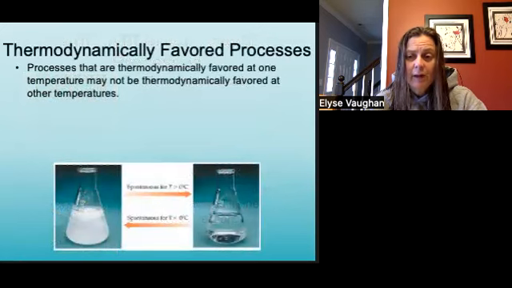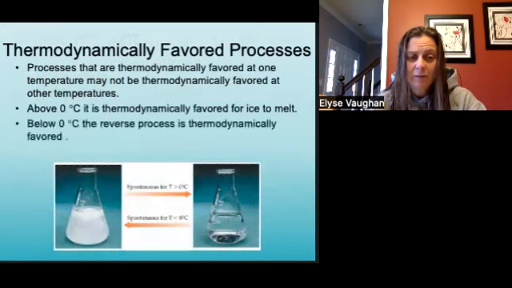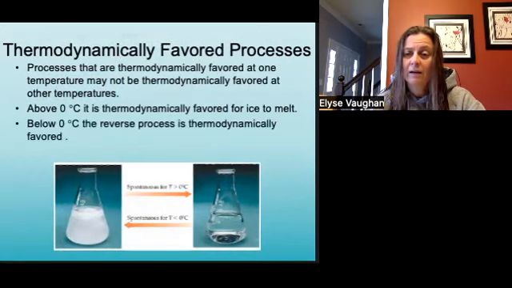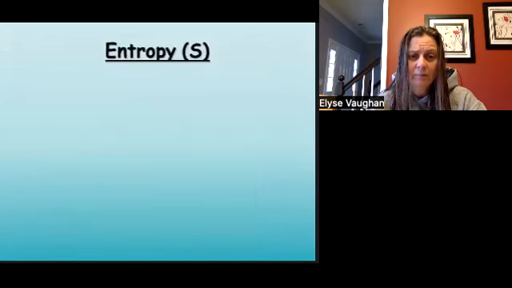Also, temperature matters. Something that is thermodynamically favored at one temperature may not be thermodynamically favored at another temperature. As an example, ice is going to spontaneously melt above 0 degrees Celsius, but below 0 degrees Celsius, water is going to spontaneously freeze. So that's thermodynamically favored. Thermodynamically favored requires two pieces that we're going to consider: enthalpy and entropy. So let's talk about entropy.